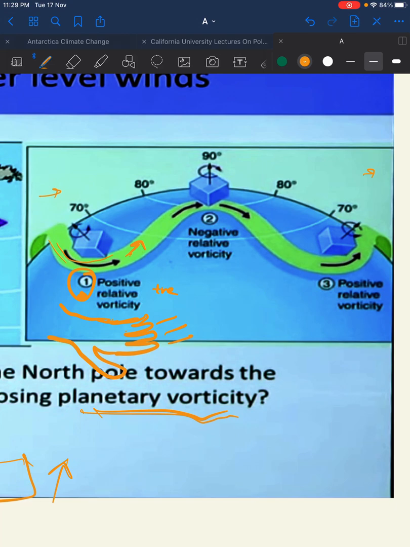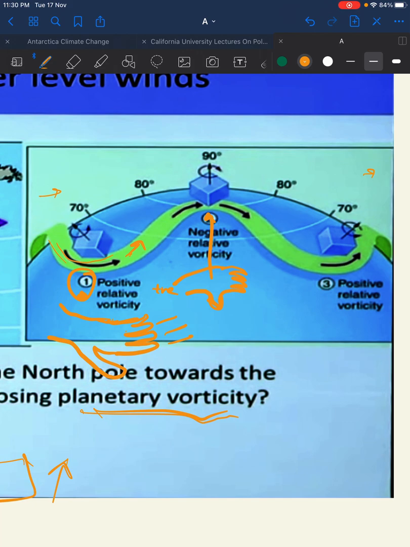Negative relative vorticity means, again just put your right hand over here at point 2. In this case your 4 fingers are like this, and your thumb is going towards the screen, inside the screen. This is your negative relative vorticity. So is this clear or not? Is this clear? How to understand whether the vorticity is positive or negative?